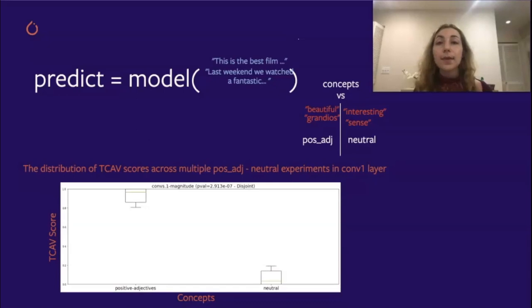We repeat the same experiment for convolutional layer 1, conv1. Here as well, we observe that the positive adjectives and neutral terms concepts have disjoint distributions with small p-values, and that the mean of the positive adjectives concept is much larger compared to the one of neutral terms.